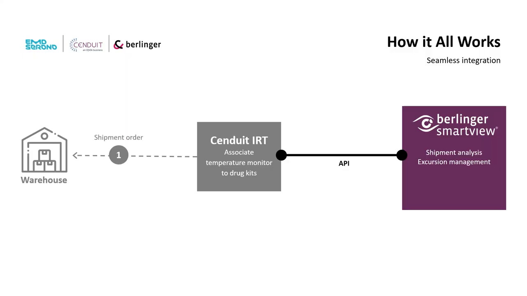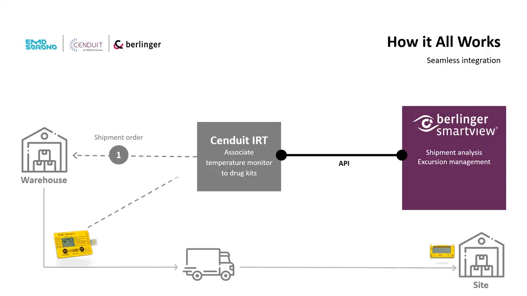Whenever, in the RT, a shipment order is generated, so RT decides that a shipment is needed from a depot to a depot or depot to a site, we will send the shipment order to the warehouse, and then the warehouse will start packaging that order. They will put a temperature monitor into that shipment, you see a small picture of that temperature monitor here, and obviously send that shipment to the site.